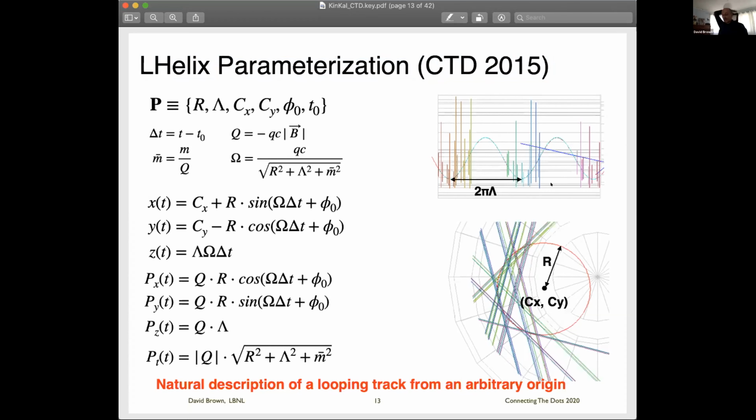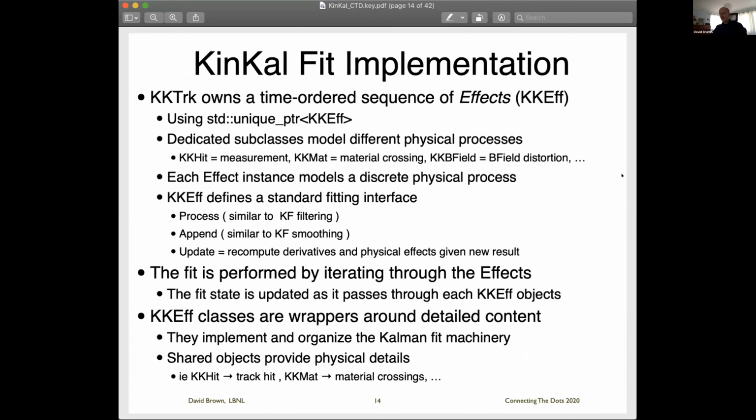So the fit implementation of KinKal is based on a processing model where what happens to the track is described as a time-ordered sequence of effects with a base class for representing those. The dedicated subclasses represent specific physical processes. For instance, a hit, or a measurement, is represented as a KKHit. Material effects from a particle crossing a piece of material is its own subclass, and same for magnetic field distortions. Each instance of one of these classes represents a discrete physical process, something that happened in the detector.